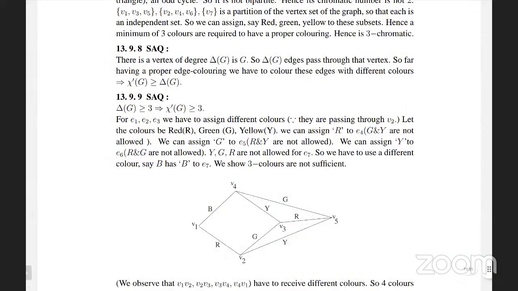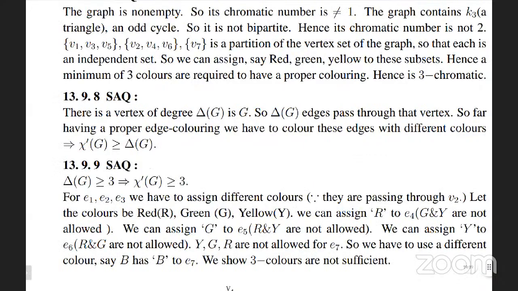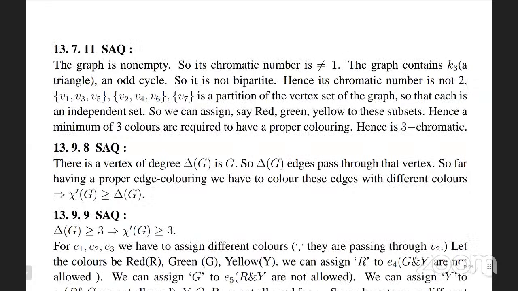Here the graph is non-empty, so its chromatic number is not equal to 1. The graph contains K3, which is a triangle, an odd cycle, so it is not bipartite. Hence its chromatic number is not 2. Not 2 means it is 3, so there will be a partition of the vertices of the graph into 3 sets, each an independent set, assigned, say, red, green, and yellow. Hence a minimum of 3 colors is required for a proper coloring. Hence it is 3 chromatic.